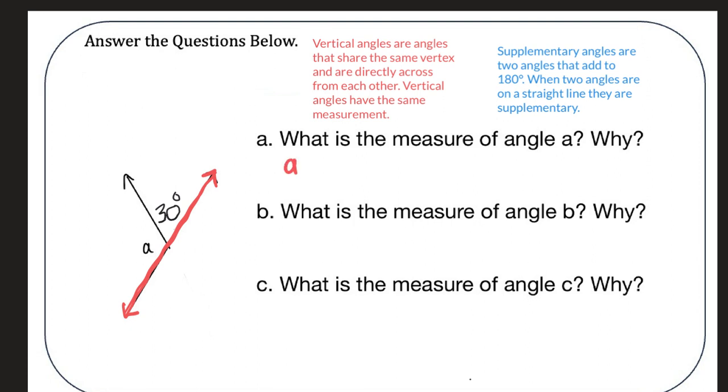So A plus 30 has to add to 180 degrees. So if we just undo the addition by subtracting, we can figure out that A is 150 degrees. And the reasoning why is because they are supplementary.